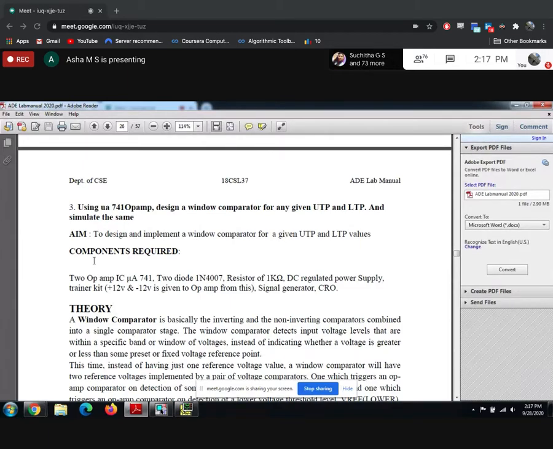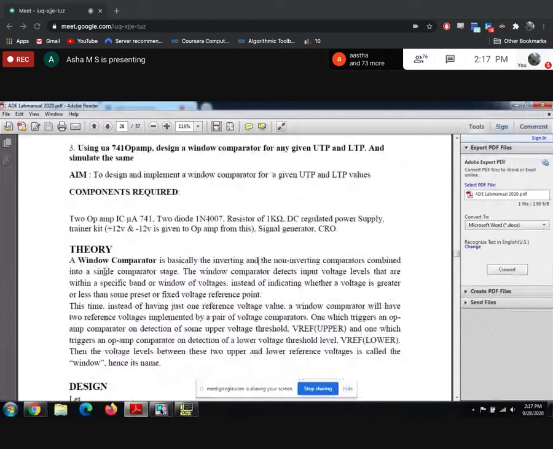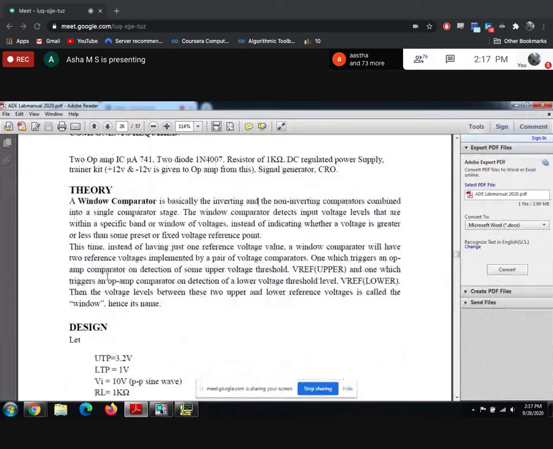So what are the components required? These are the components required for the hardware circuit: op-amp 741, then diodes, then resistor, then regulated power supply, then we require a trainer kit also to give the power supply. Don't worry about this. These are the components required for hardware to rig up the circuit.